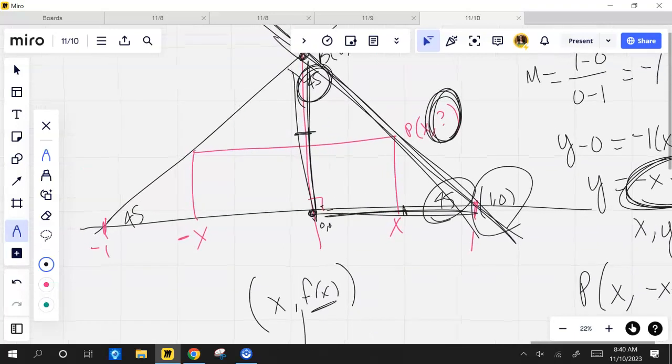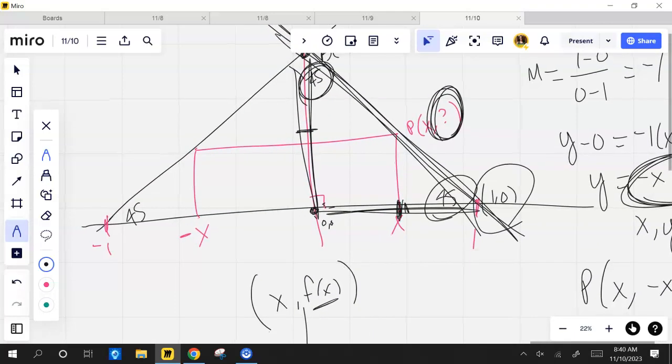Because look at how it sits here, right? And it says that this is x. So this length is x, but that's only half of it. So the other half is also x. So I'm talking about distance, I'm talking about absolute value, right? All right, so 2x across the bottom.